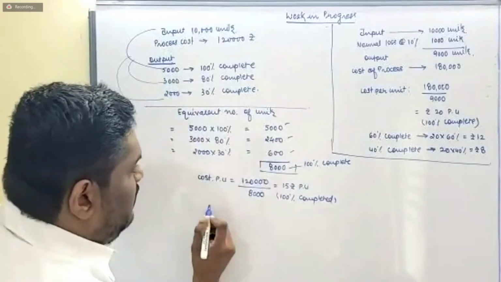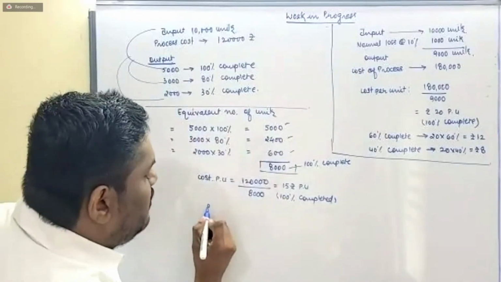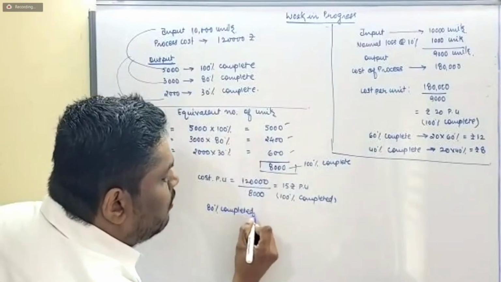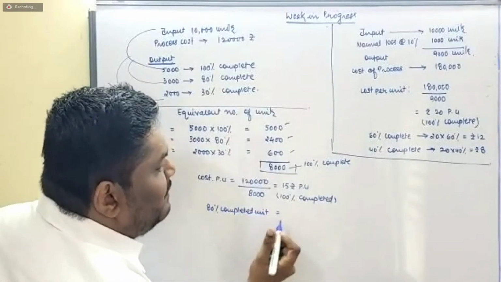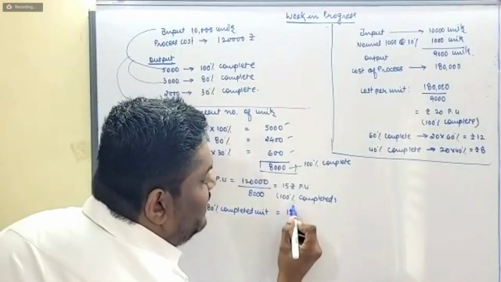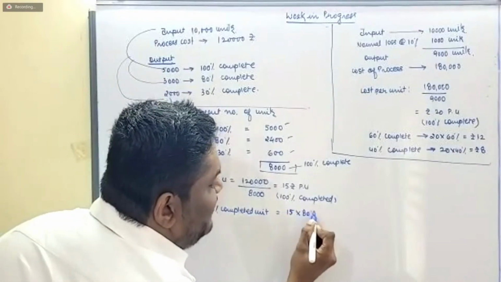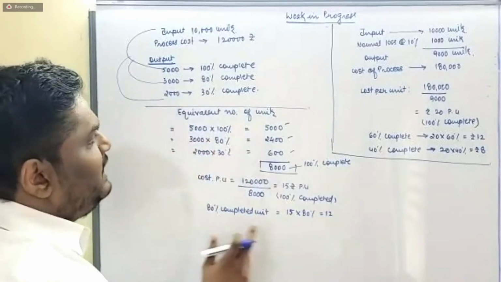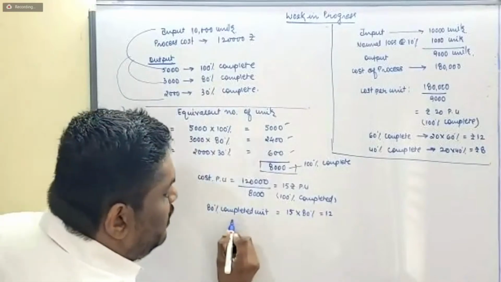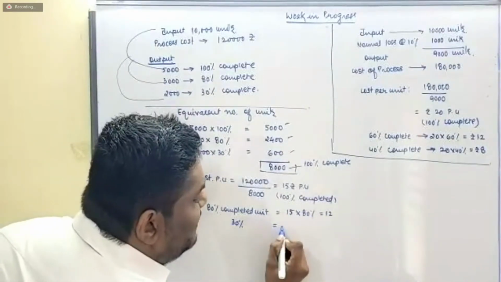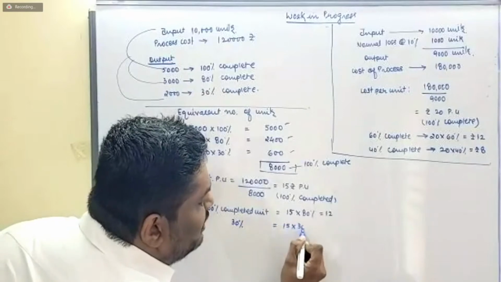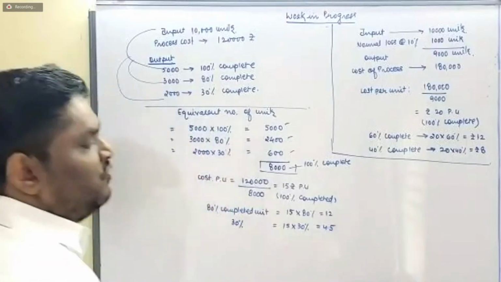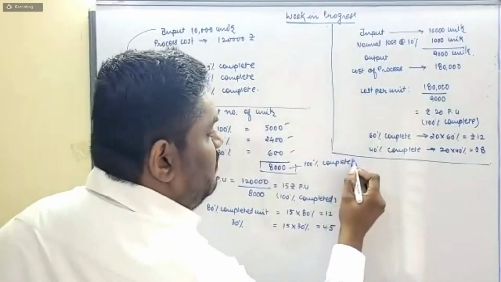Now, if we want to calculate the cost of 80% completed units, the cost will be very simple. 15 is the cost of 100% completed units. So 15 into 80%, that is rupees 12, will be the cost of 80% completed units. If we want to calculate the cost of 30% completed units, 15 into 30%, that is 4.5, will be the cost of a 30% completed unit.